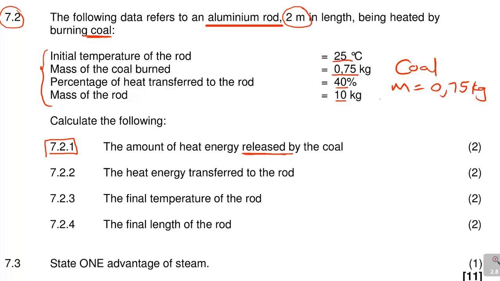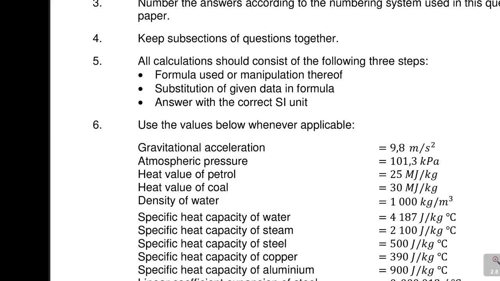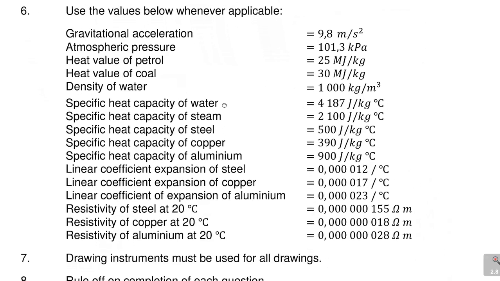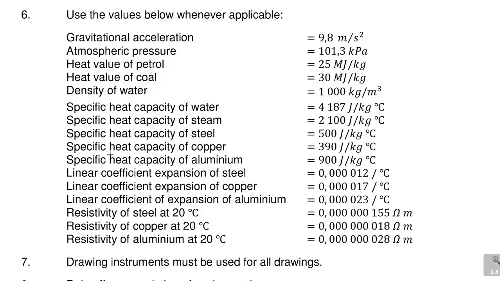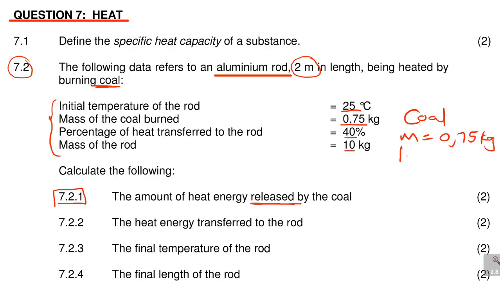But there is information that you are not given here, which you will find in the formula sheet or in the data sheet. So let's go to the data and see what information we are given concerning coal. If you look at this data, you will see something concerning coal. We are given the heat value of coal. As you can see, that is 30 megajoules per kilogram. That is very important. Because we're given the heat value of coal, which is HV, they say HV is 30 megajoules per kilo.